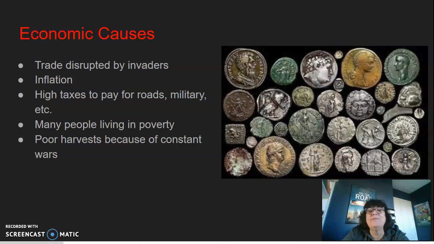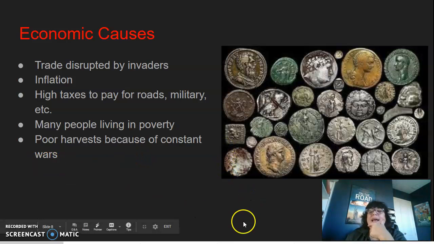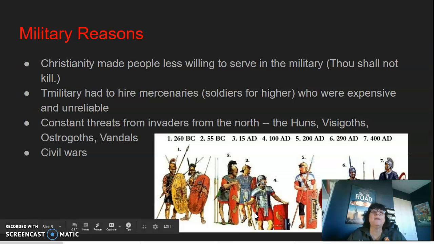Economically, they charge everybody lots of taxes to fund that big empire, to pay for the roads and to pay for the military. It costs a lot of money, so taxes are really high. People are really poor. Most of the people in the empire were living in poverty. Then when they had poor harvests, because there are constant wars and battles, and the plague hits, they don't have the food, so it leads to food shortages, and food becomes more costly. Those are all economic causes for the West to fall.